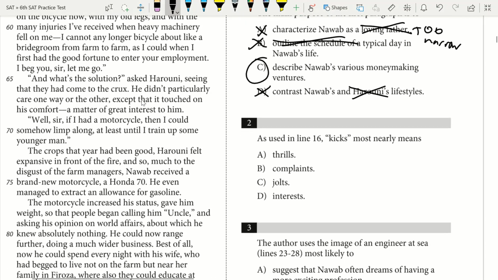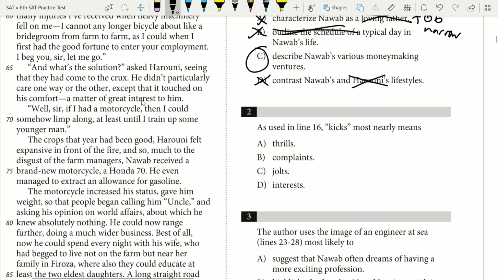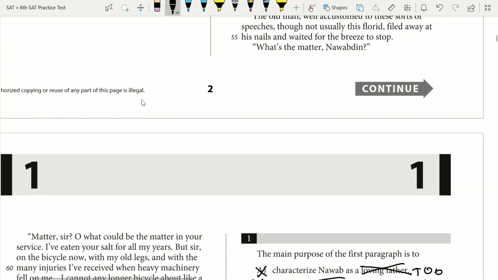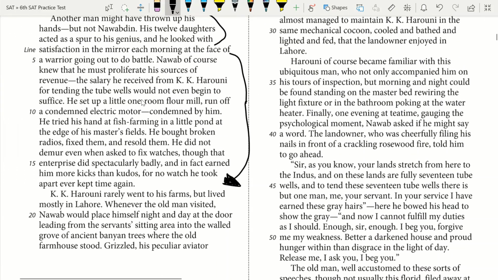All right, question 2, as used in line 16, kicks most nearly means. Anytime I have a most nearly means question, I go to that line, find the word, and try to come up with my own answer choice first. So line 16, the word is kicks. So let's go there. We see that he did not demur even when asked to fix watches, though that enterprise did spectacularly badly. In fact, he earned more kicks than kudos. For no watch he took ever kept time again.